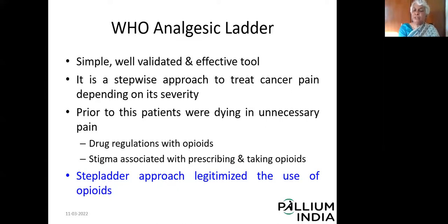Secondly, there was a stigma associated with taking opioids. People asked, will I become a pain addict? Or, people will dub you as a pain addict. And even the doctors were very hesitant to prescribe morphine and narcotics because they were also afraid of the strict laws that prevailed for the use of opioids. But when the WHO introduced this ladder, it actually legitimized the use of opioids in pain management. It was, after all, authenticated by the WHO. So that legitimized the use of opioids in the management of pain.